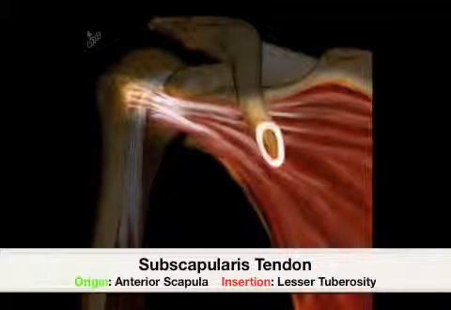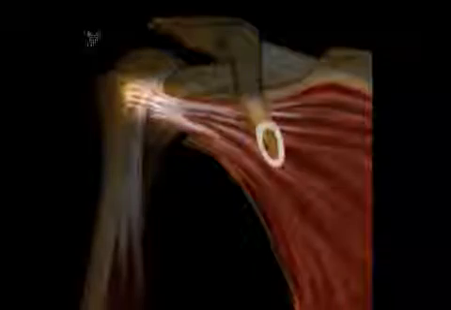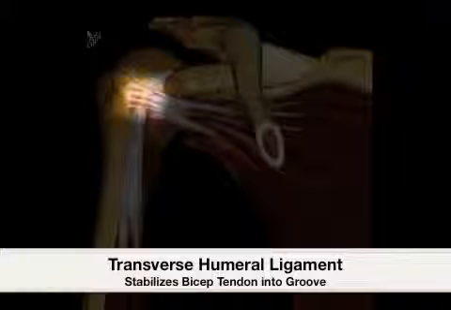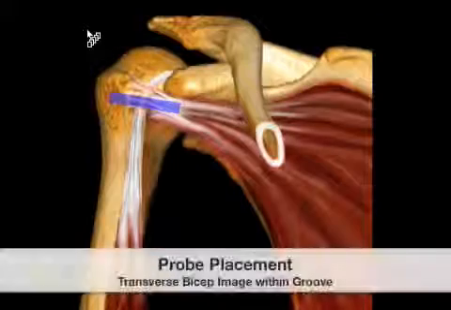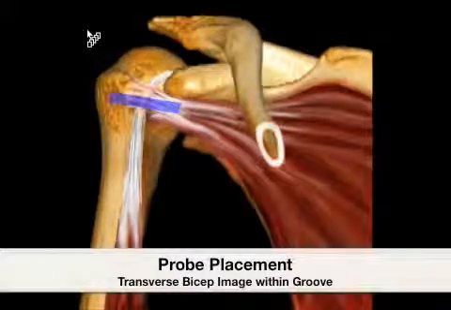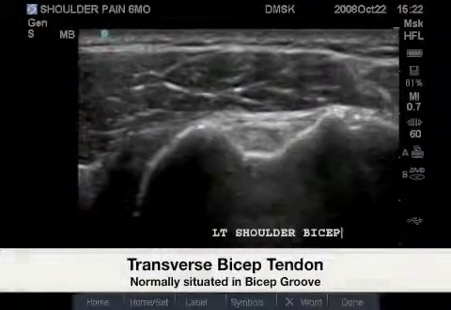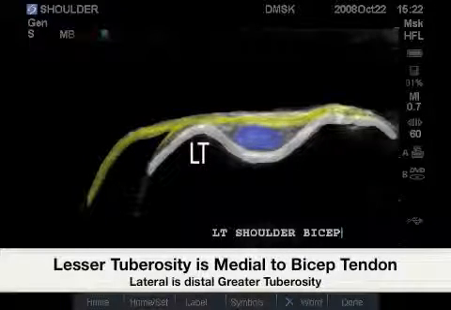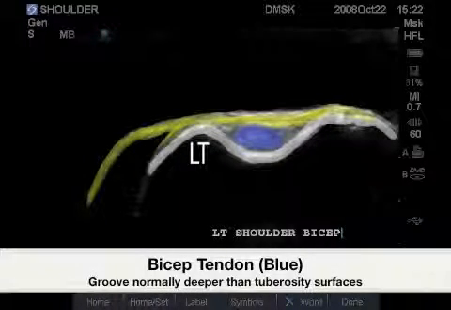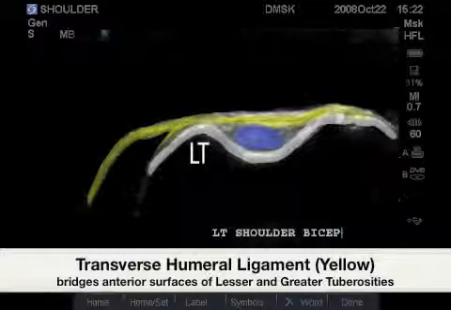Next is the subscapularis tendon, which originates at the anterior scapula and inserts to the lesser tuberosity. Also originating from the anterior surface of the subscapularis is the transverse humeral ligament, which anchors the bicep tendon in place over the bicipital groove. Probe placement for the transverse bicep image begins over the bicipital groove between the greater and lesser tuberosities. Here we have the lesser tuberosity labeled as LT. The bicep tendon is colored blue and the transverse humeral ligament is yellow.